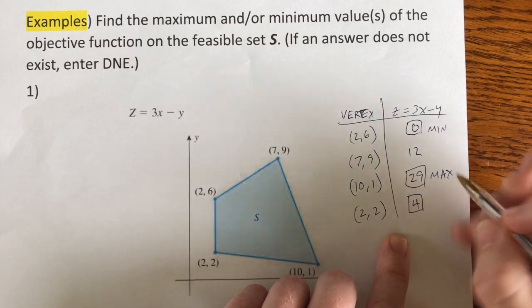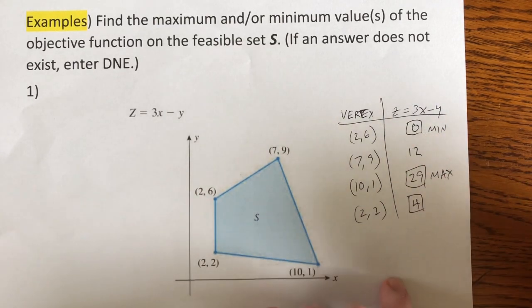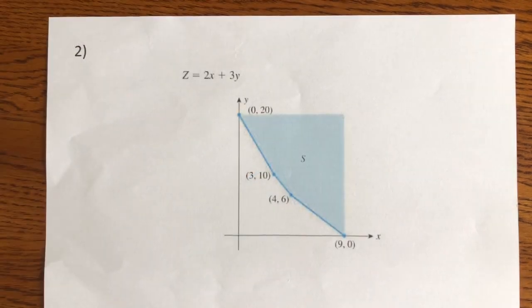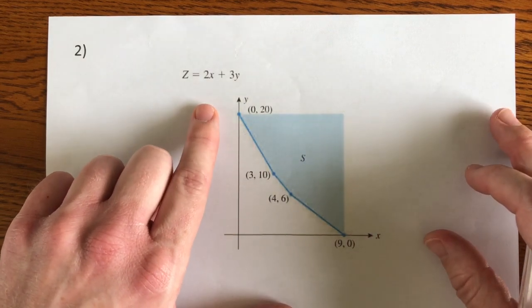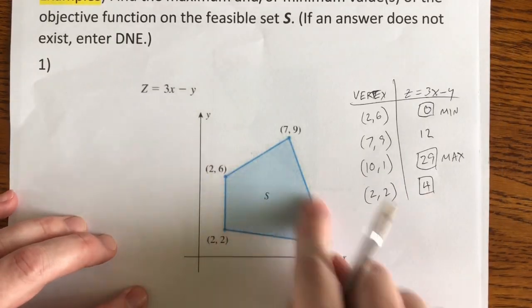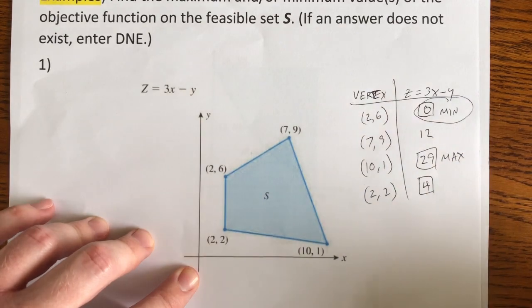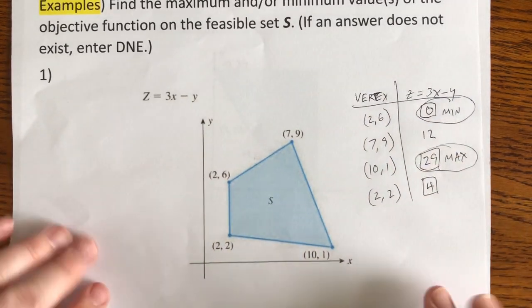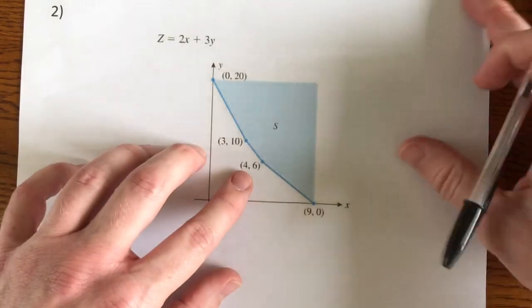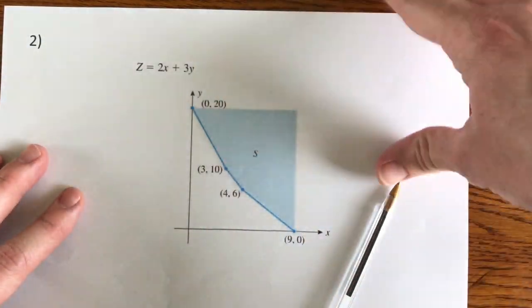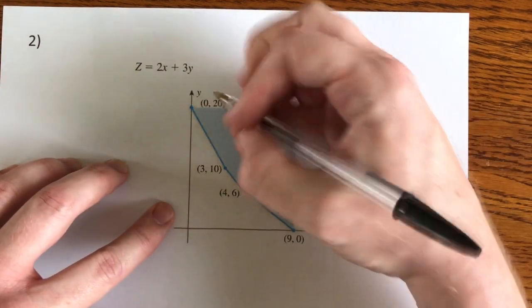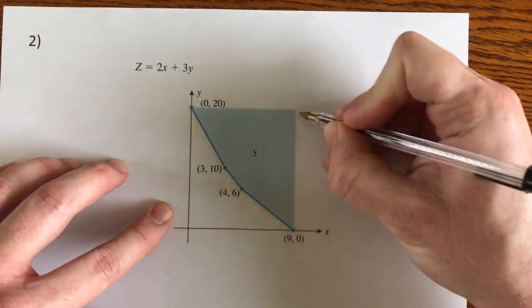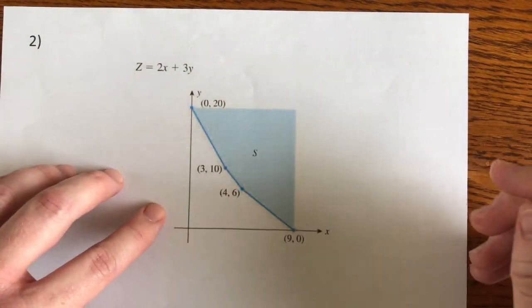So this one is not correct. This is the maximum, and this is the minimum. Okay, let's go on to example number 2. The difference between example number 2 and example number 1 is that example number 1 was bounded, and because it's bounded, we're guaranteed to have a minimum and a maximum. Well, in our second example, this is not bounded. This shaded region would go forever up and to the right in quadrant number 1. Again, there's no solid blue line here making this a bounded region.